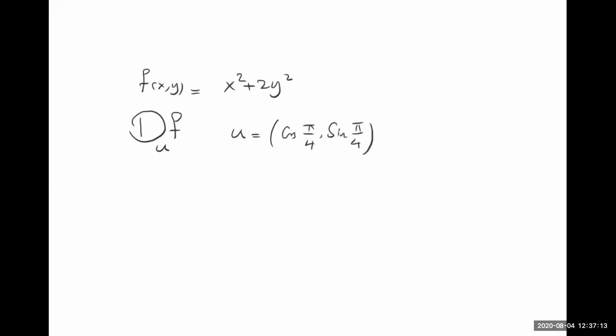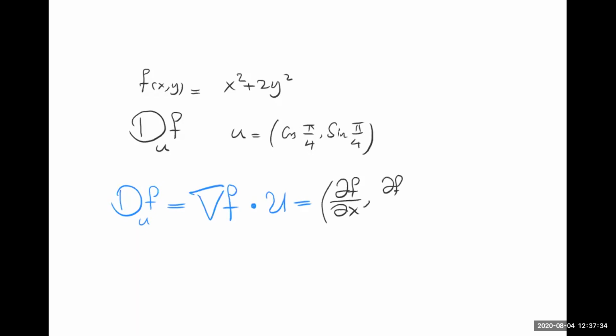Suppose we have a function f of x and y equals, say, x squared plus 2y squared. Suppose I want to compute the directional derivative of f in the direction of u, where u is the direction, say, cosine of pi over 4, sine of pi over 4. Okay, I want to use this formula again. The directional derivative of f in the direction of u is equal to the inner product of the gradient of f with u. What is the gradient of f? It is the partial derivative of f with respect to x, partial derivative of f with respect to y, inner product with u, which is cosine of pi over 4, sine of pi over 4.